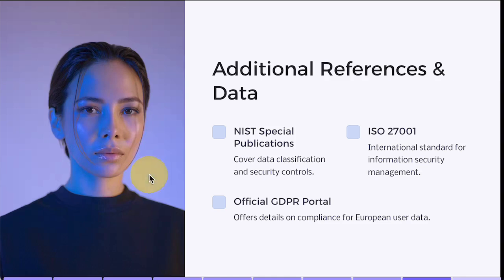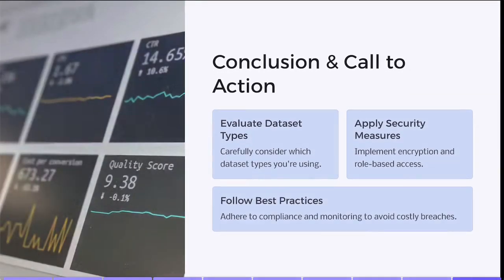And that's our introduction to data security in generative AI, focusing on public versus proprietary data sets, sensitive levels like PII, and confidential business data. Remember, carefully evaluate which dataset types you are using. Apply robust security measures, from encryption to role-based access. Follow best practices in compliance and monitoring to avoid costly breaches.